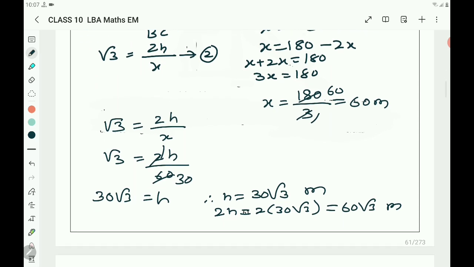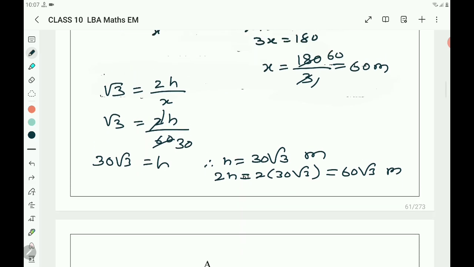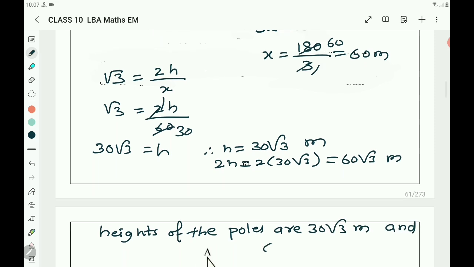Then what is the height of the one pole? Height of one pole is 30 root 3 meter. Height of the other pole is 60 root 3 meter. Therefore you can write, heights of the poles are 30 root 3 meter and 60 root 3 meter.